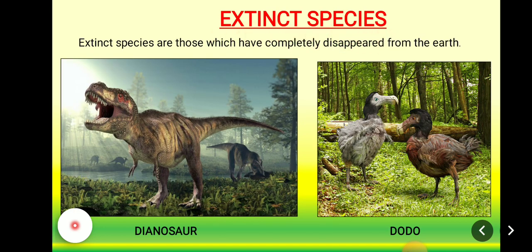Extinct species. Extinct species are those which have completely disappeared from the earth, like the dinosaurs and dodo. Dodo is a type of bird. They have completely disappeared from the earth.